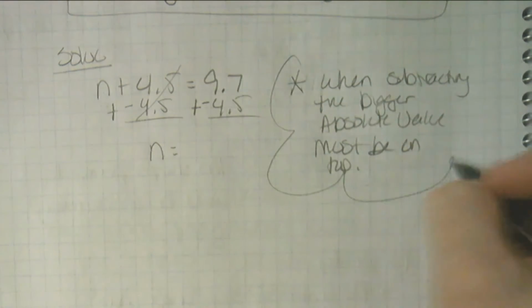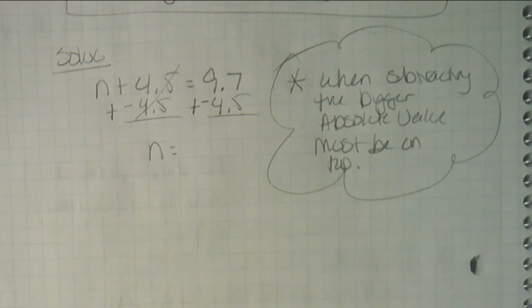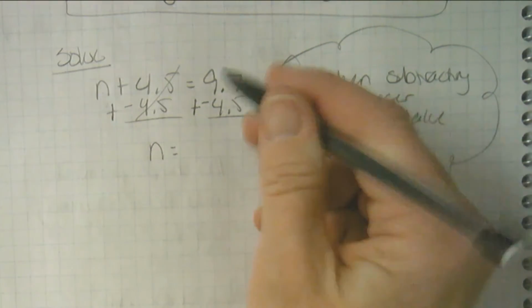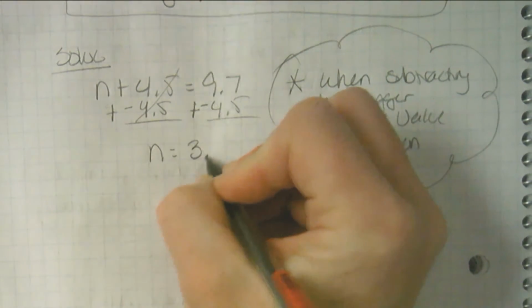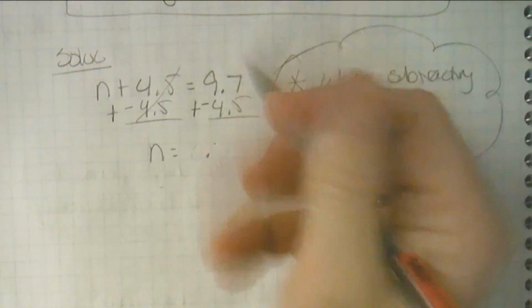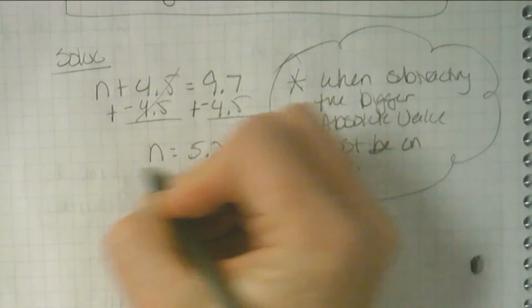This is something I notice in some of your homeworks and some of your work that you're not doing. The bigger absolute value has to be on top. And here it is, so we can go ahead and do this subtraction. So I end up with 5.2.